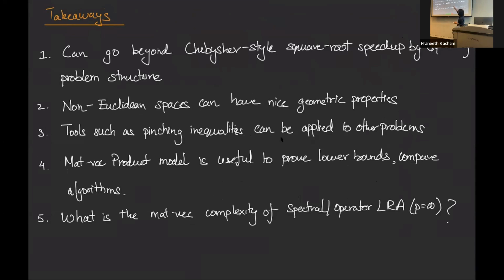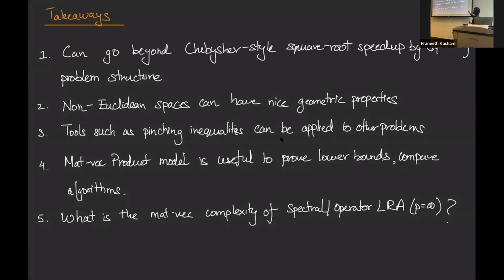The other takeaway is that these non-Euclidean spaces, which I didn't have too much time to get into, these are Schatten p-norms for p not equal to 2, have nice geometric structure. They don't have the Pythagorean theorem, but they still have structure, and we can hope to exploit it. The tools that I mentioned, like the pinching inequality, can hopefully find use in other problems.